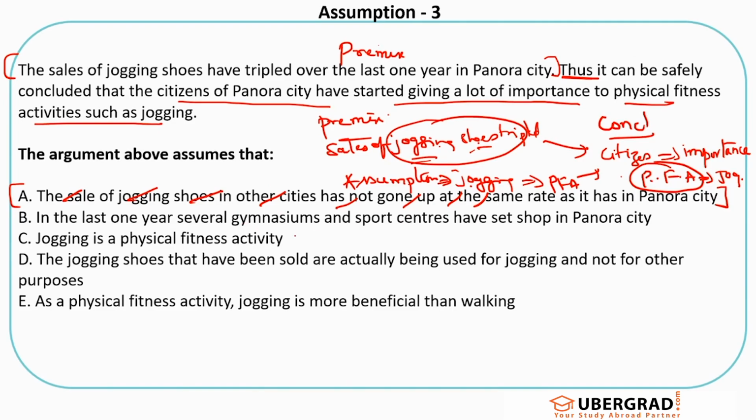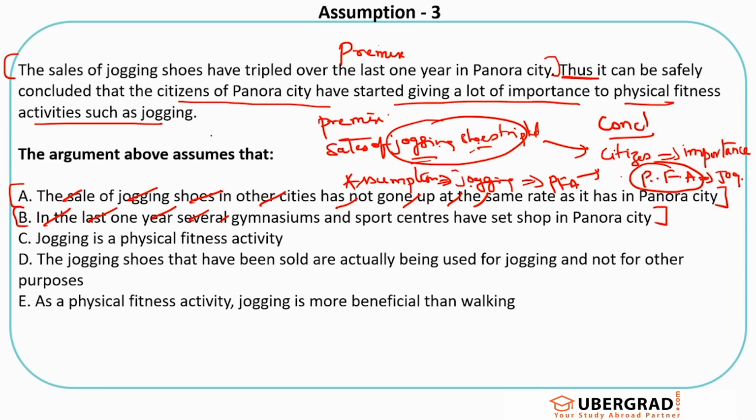In the last 1 year, several gymnasiums and sports centers have set up shop in Panora. Maybe true. So that could be helping us in terms of the conclusion that people are showing more interest, and a lot of gyms and sports centers have come up. But still, that's not part of this entire story in terms of assumption. This could be some additional. Look, you have to make sure that it is adding value to the premise and conclusion, not just a new random point showing some interest towards physical activities.